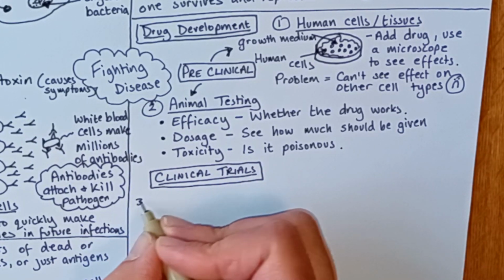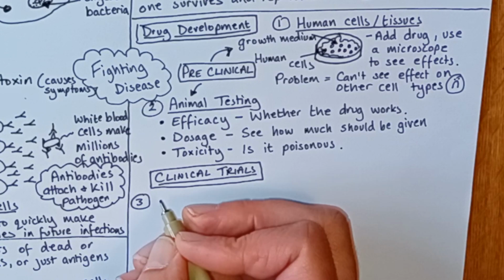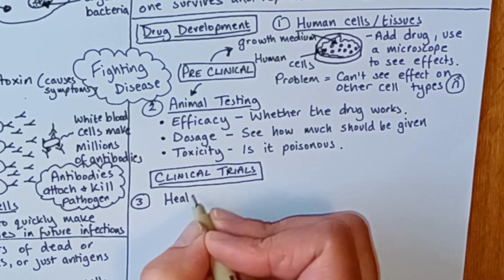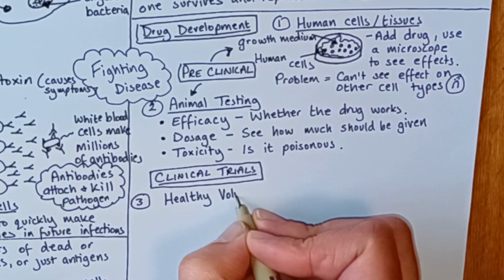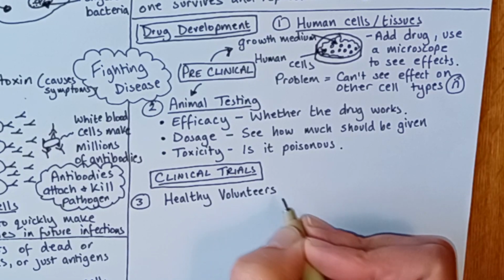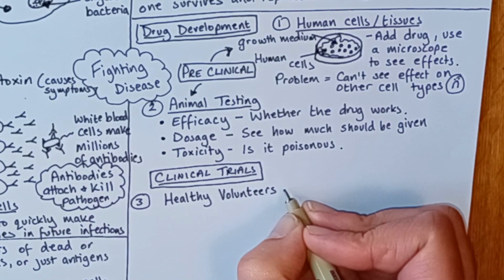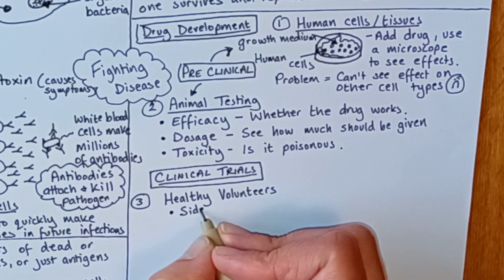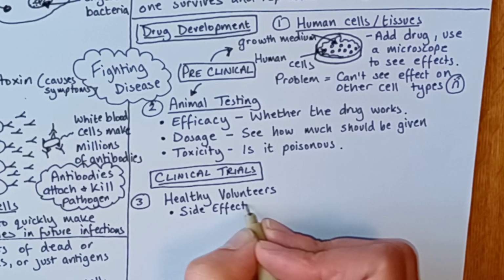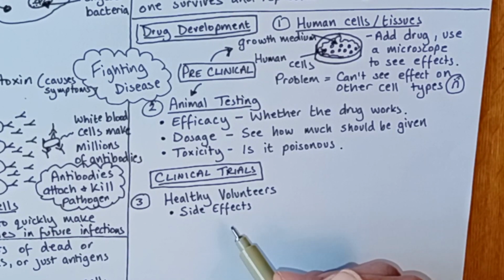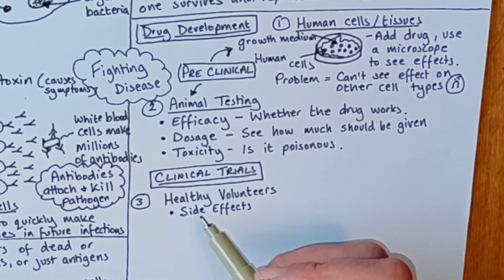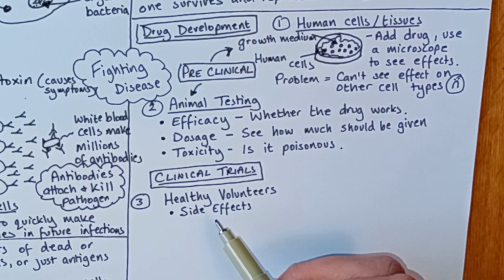So this is our 3rd step. And the first type of clinical trials is on healthy volunteers. So these are individuals, they're often paid to take the drug and they're checking to see for side effects. So it might be, for example, that the drug gives you a terrible headache, but a mouse can't tell you that it's got a terrible headache. So you need to put it into humans first to see what those side effects might be.